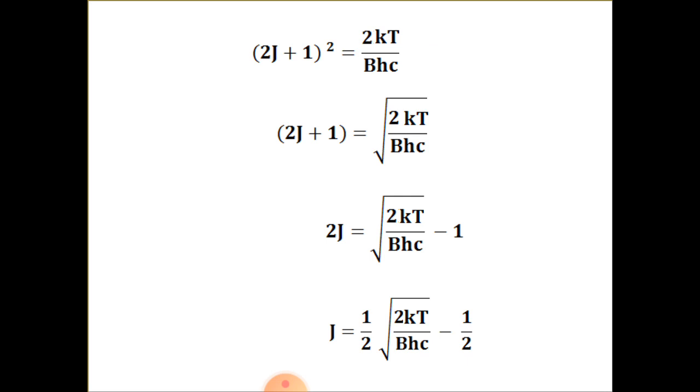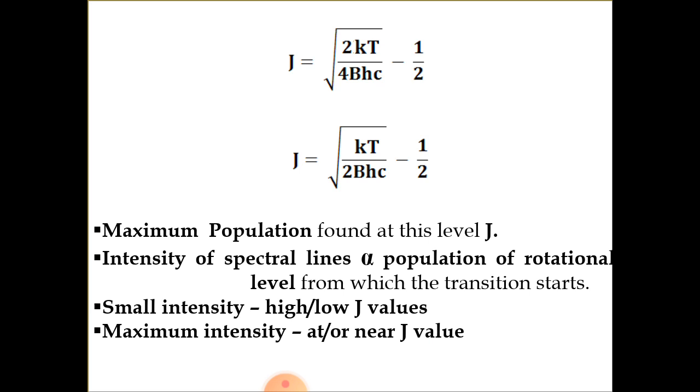Then we split this: 2J is equal to root of 2kT by Bhc minus 1. From this, we find the value of J as 1 by 2 into root of 2kT by Bhc minus 1 by 2. Then J is equal to root of kT by 2Bhc minus 1 by 2. So the maximum number of molecules will be found at this level J.